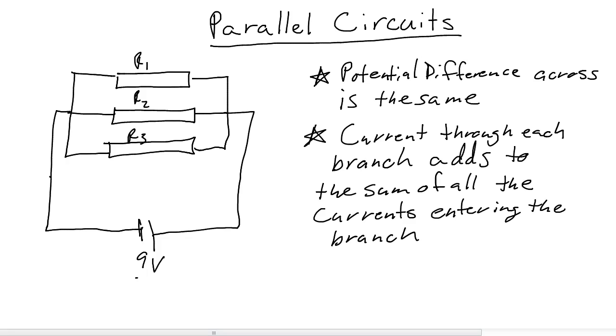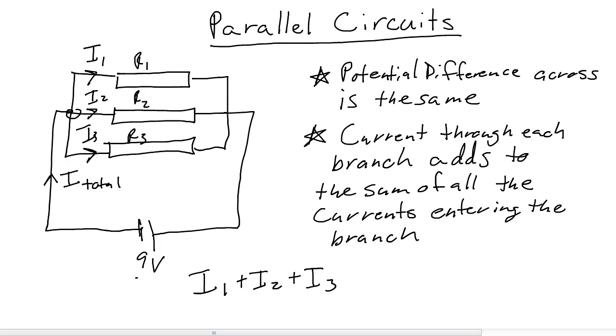So if I were to come down here, I would have some current I total, and I would be entering this branch point here, and at that branch point the current would be split three ways. I'd have a current I1, I'd have a current I2, and I would have a current I3, like that. And so if I were to add up I1, I2, and I3, I1 plus I2 plus I3, I would get I total. Okay?